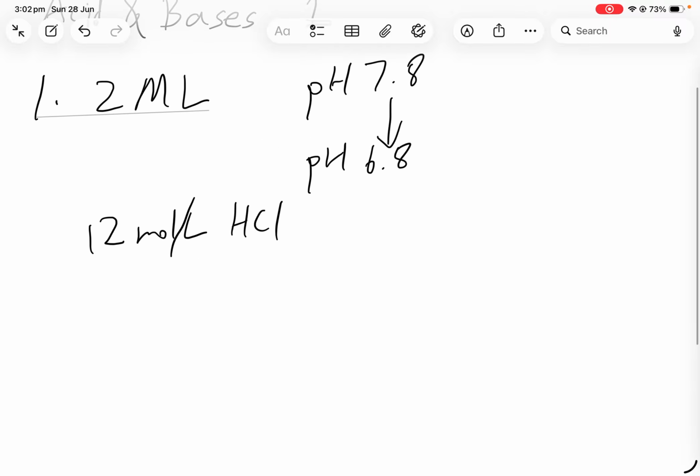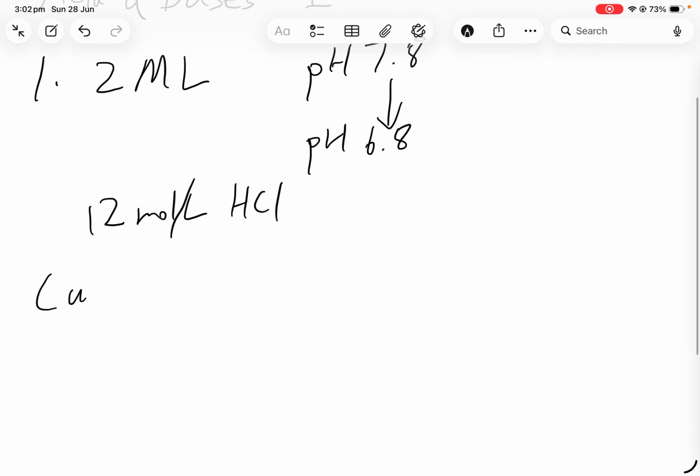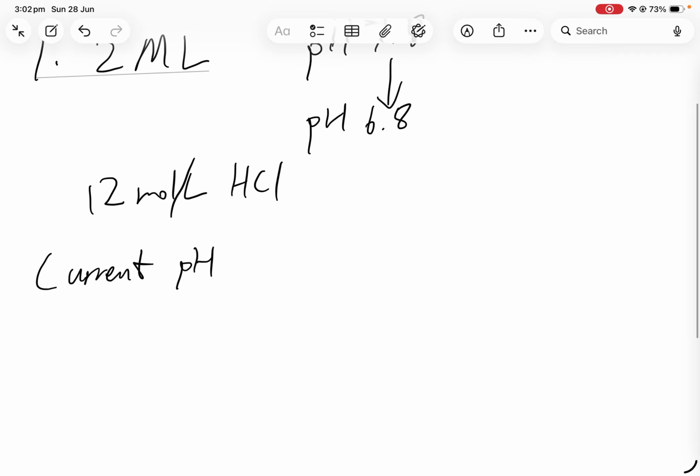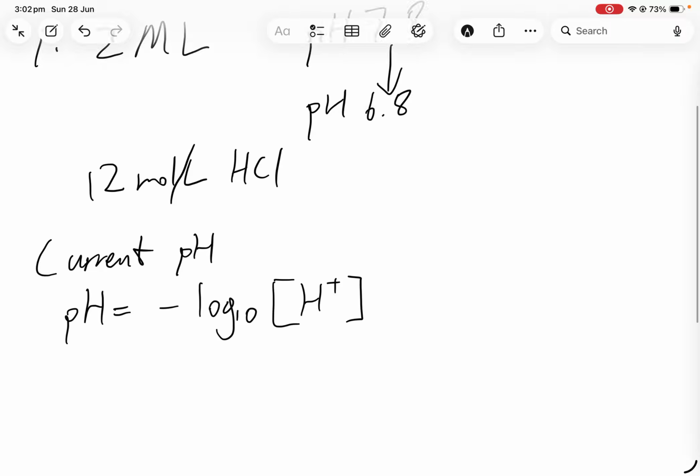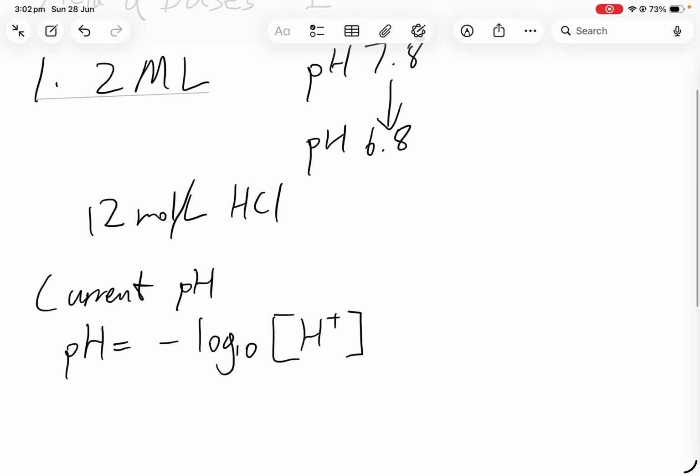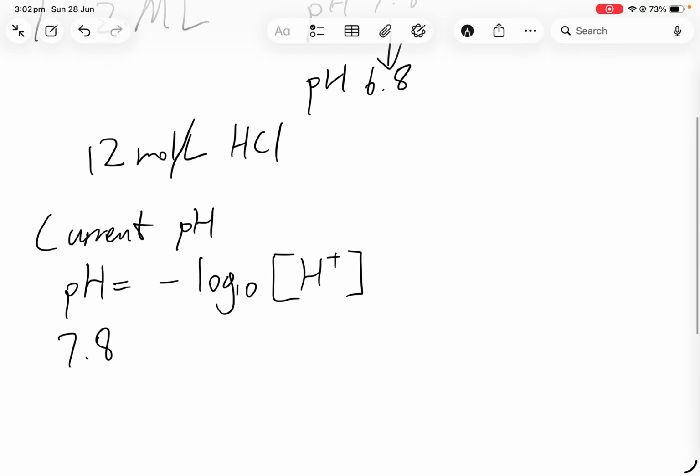Okay, so from the question we know that they want us to use the pH way to solve it. So we'll just start by saying that the current pH is given by the formula pH equals negative log 10, and it's the concentration of hydrogens. Then we can sub numbers in, so 7.8 equals negative log 10 concentration of H.